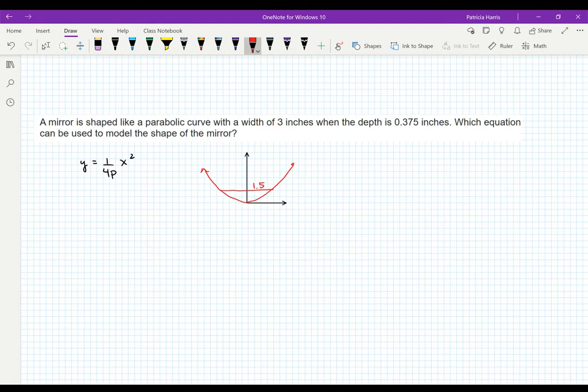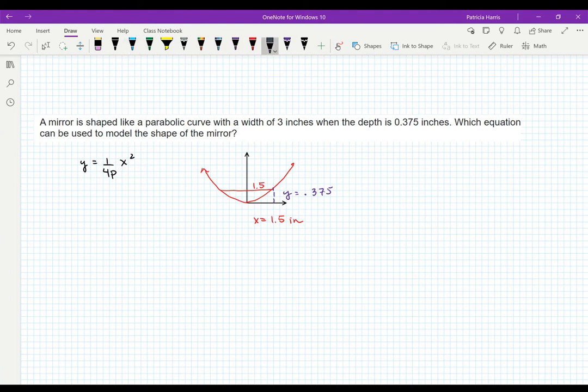Now remember, left and right is an x value. So if your vertex is at 0, 0, you have an x value at 1.5. Now it says a depth of 0.375. So that means if you go up like that, the y value is 0.375. Believe it or not, you have enough to find your equation now. You have an x value of 1.5, and then you have a y value of 0.375. So now we're going to use those values to find our p.